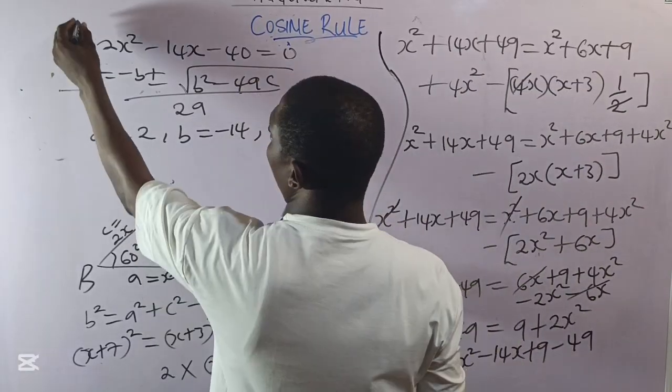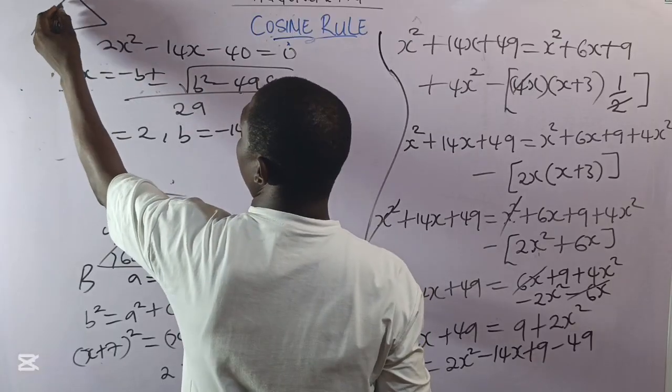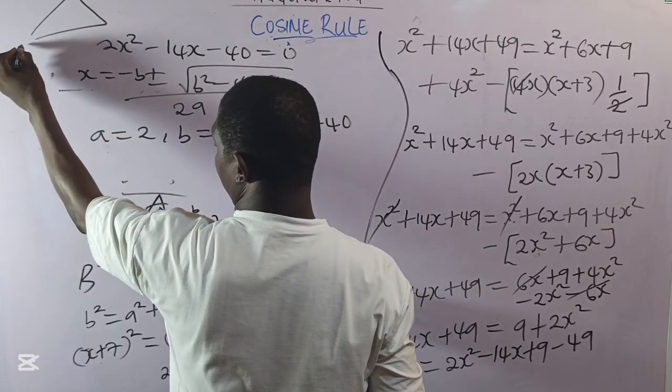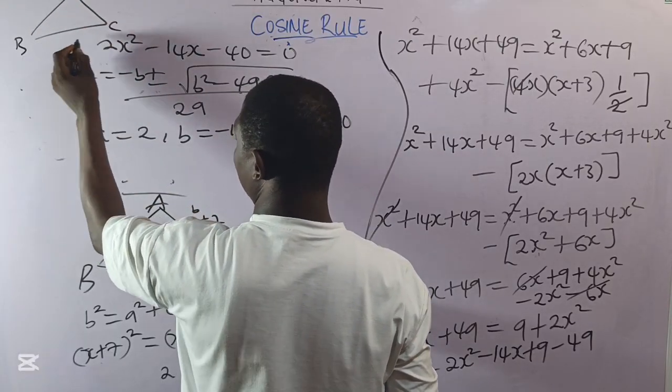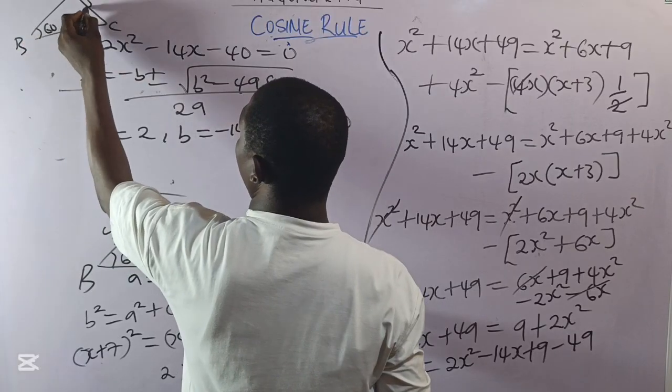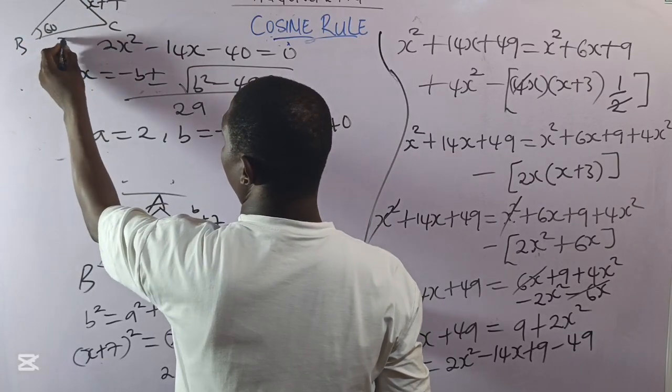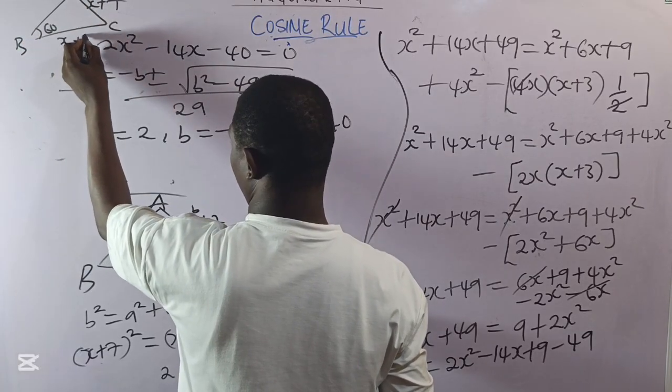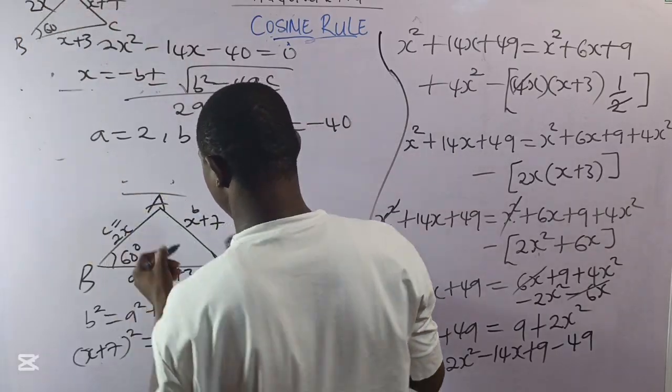I want to push this upward, please. This is a, this is b, and this was c. Is 60. s plus 7, s plus 3, and 2s. So I can clean here.